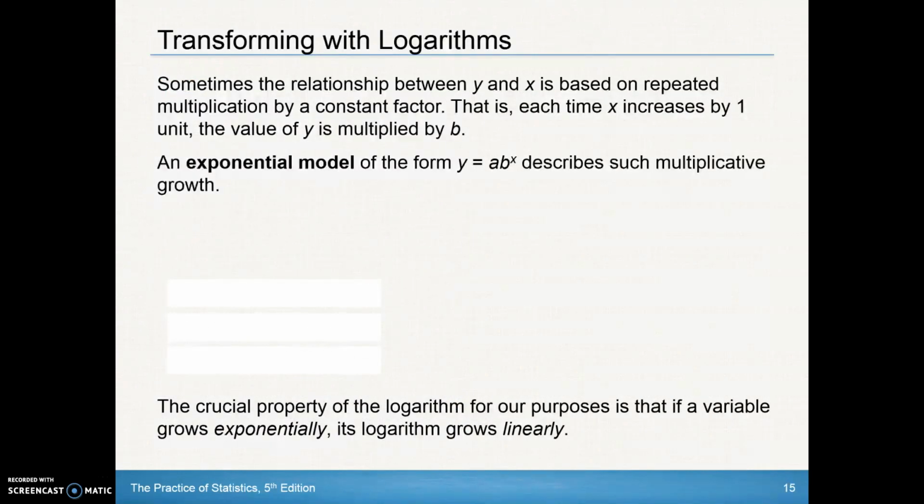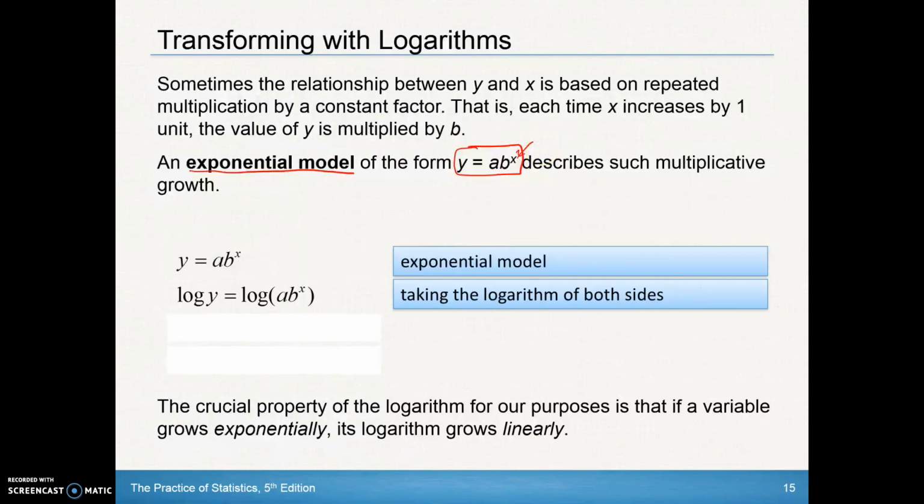So sometimes the relationship between y and x is based on repeated multiplication by a constant factor. That is, each time x increases by 1 unit, the value of y is multiplied by b. We're going to look at an exponential model that has the form y equals ab to the x. Our x is in the exponent right there.